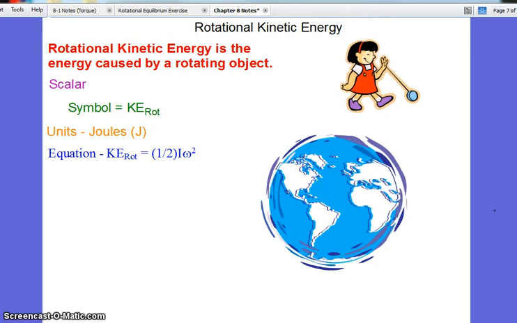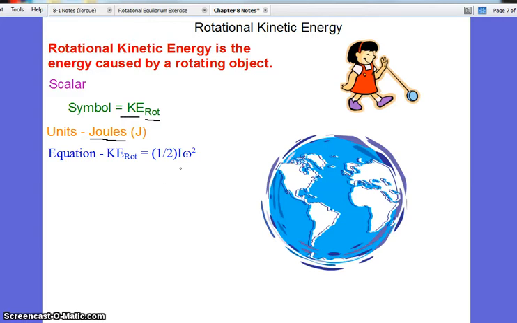In this case, when we're talking about things that are simply rotating or spinning, we refer to a rotational kinetic energy, which is the energy, again, of motion, but of a rotating object. As before, kinetic energy is a scalar, like all forms of energy. The symbol is KE, just as it was before, but we give a subscript of ROT, just to designate that it's rotational kinetic energy. All units of energy are joules, so this is no different.